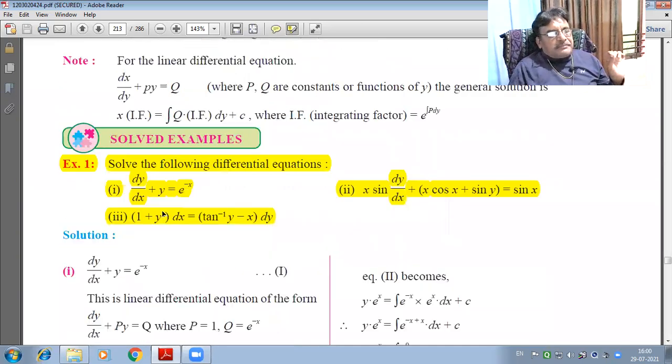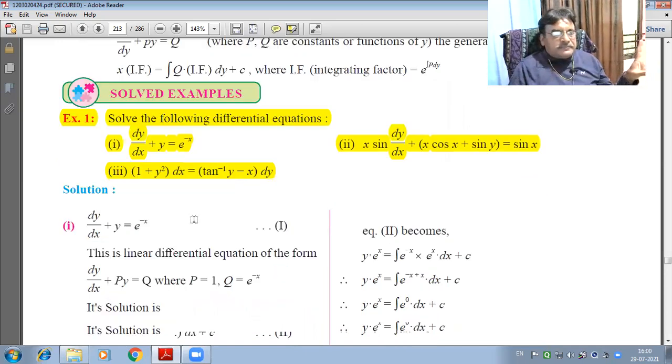Then solve the problem, that is example 1. Solve the following differential equations, that is first, second and third. All these three problems are deleted.